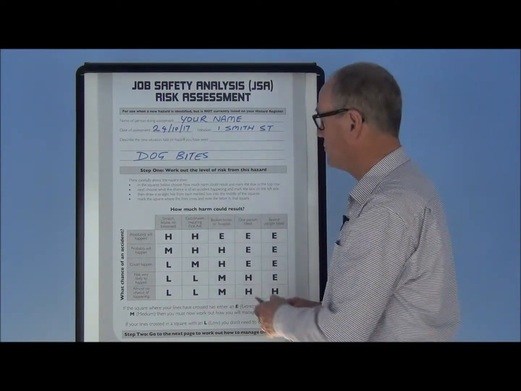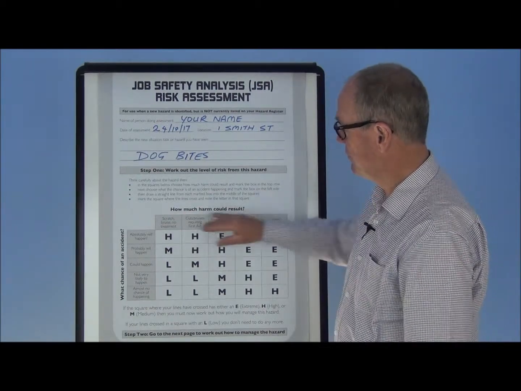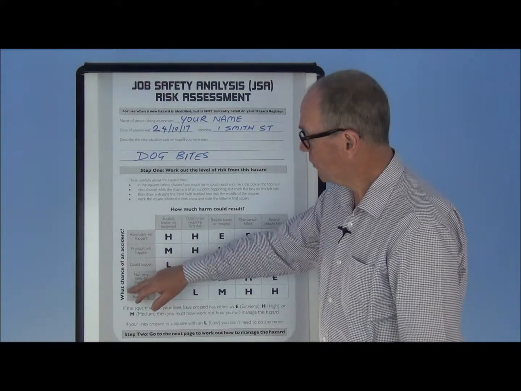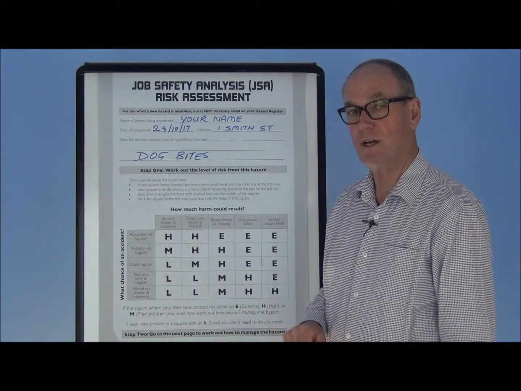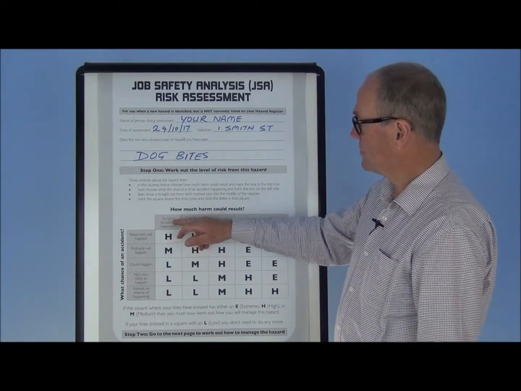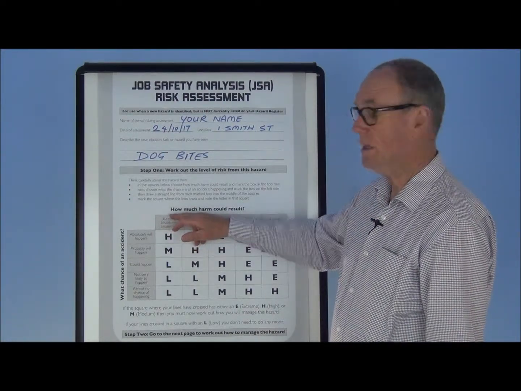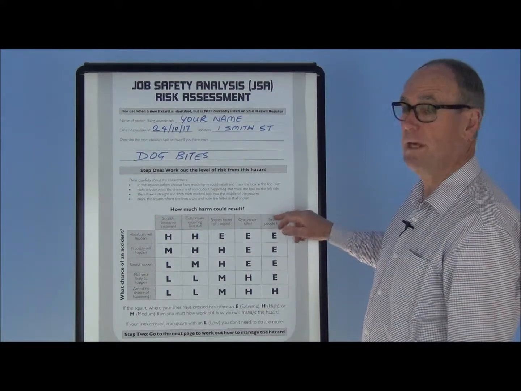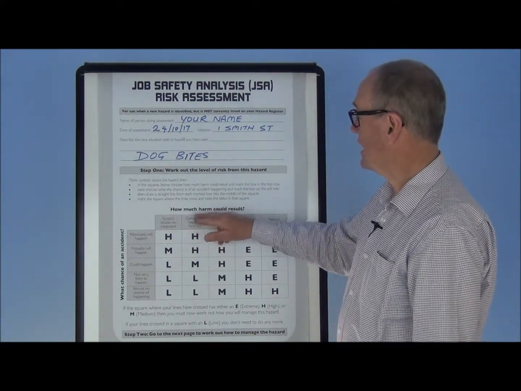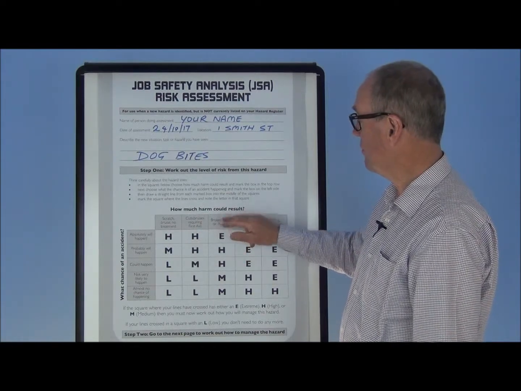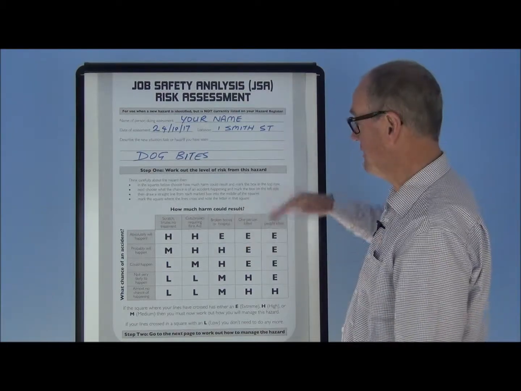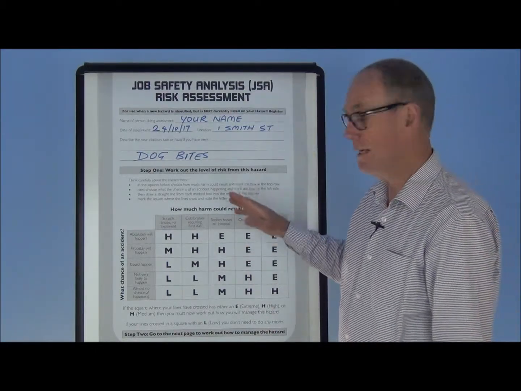Now, the matrix runs with two scales. First of all, how much harm could result, and then what is the chance of an accident or incident happening. Now, how much harm is a scale. It goes from scratches and bruises involving no treatment up to multiple deaths. It's quite a steep rise, as you can see. Scratches and bruises, cuts and bruises requiring first aid, broken bones or a hospital, a person killed, several people killed. Again, a very steep rise is noted here.